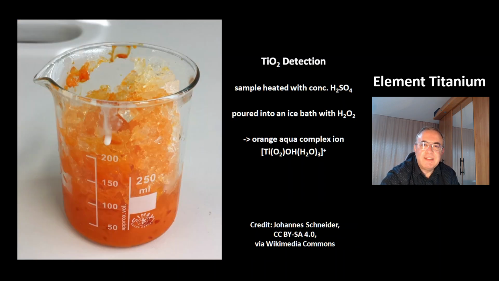This is how you can detect titanium. You heat a sample with concentrated sulfuric acid, and then you pour it into an ice bath, which contains hydrogen peroxide. And if there's titanium in the sample, then you will get this orange aqua complex ion.